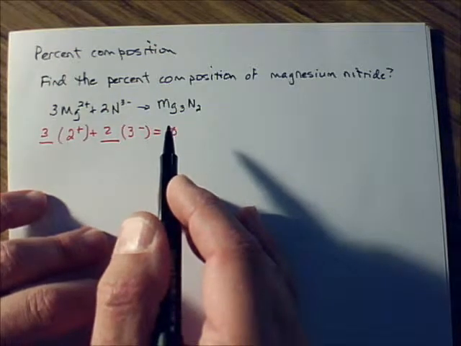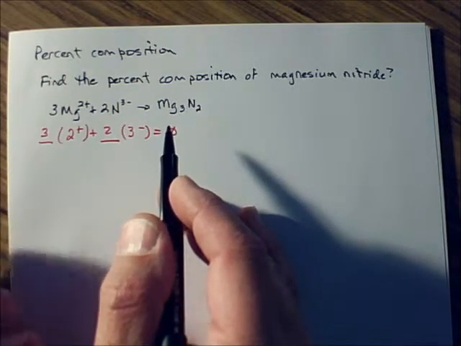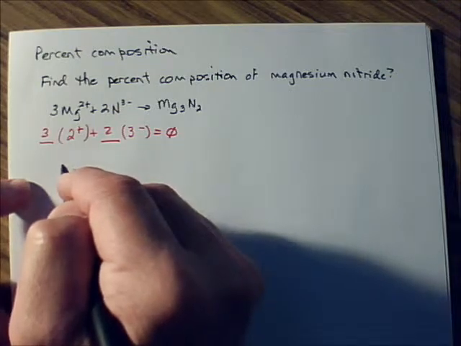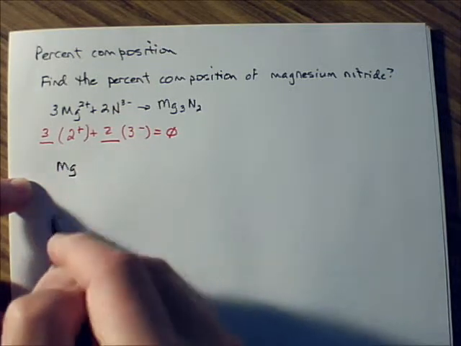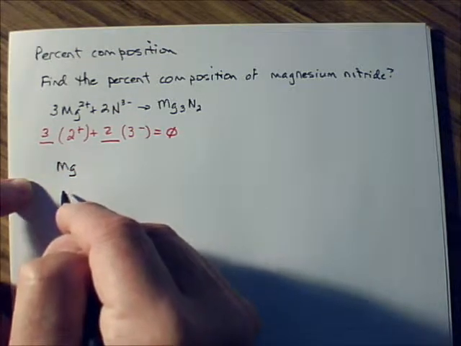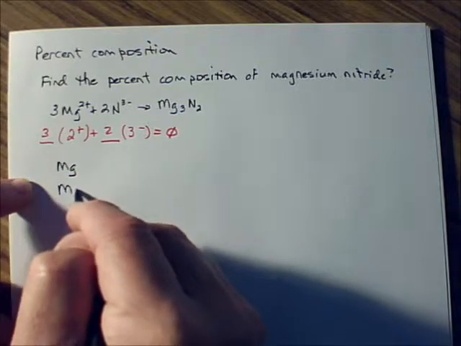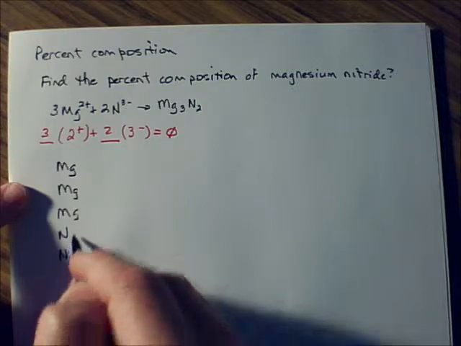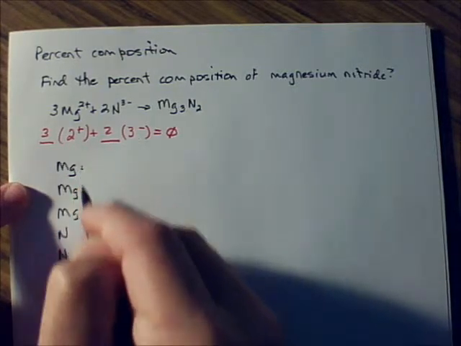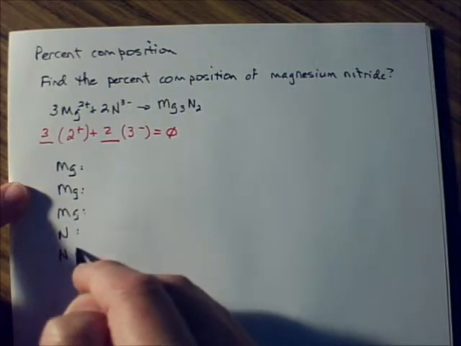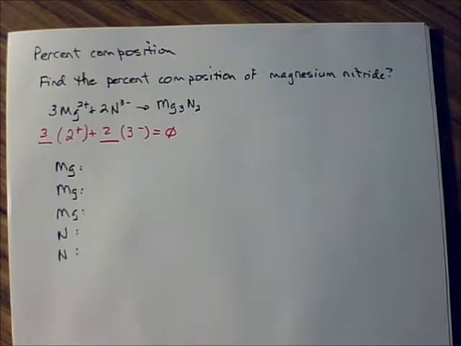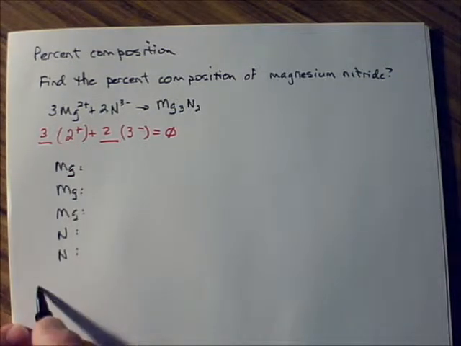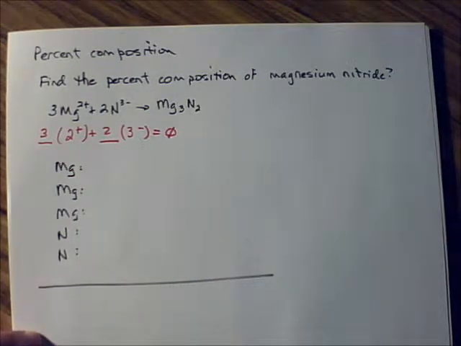Now we're going to do the molar mass for this compound. It's also the formula mass because this is an ionic compound. So we're going to have 3 magnesiums and 2 nitrogens. Now previously I had you doing this. Every time you were doing the molar mass, you were adding up magnesium's atomic mass 3 times and nitrogen's atomic mass 2 times. What I'm saying is we can shortcut this just a little bit.